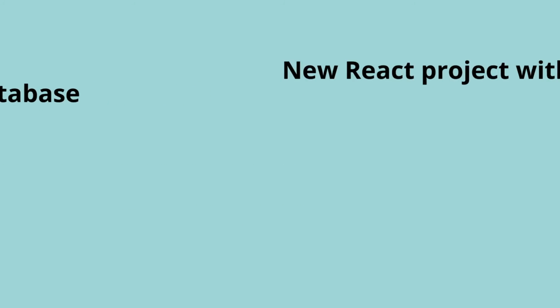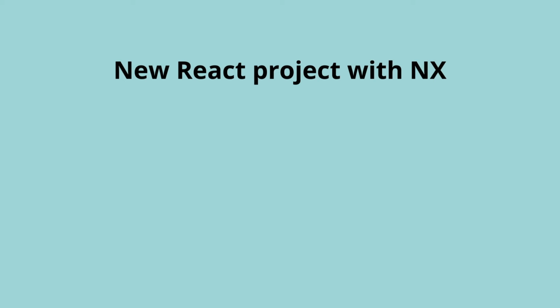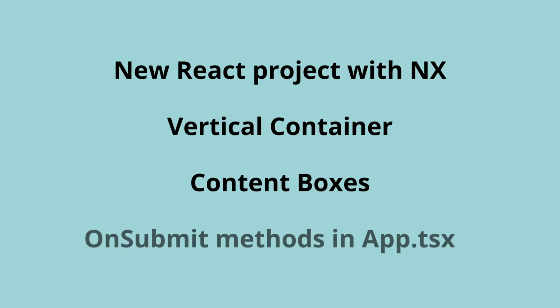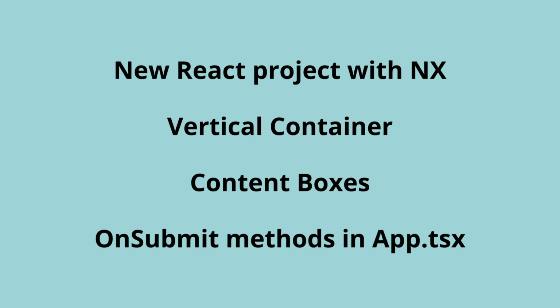On the front-end side, I've created the project with NX. I've created a vertical container where to place all my content boxes. I've created one content box per CRUD operation. And I've created the actions of the content boxes in the app component, where I've stored the list with the gym records. That's all for this long format video. Now you have all the keys to build your own CRUD application.